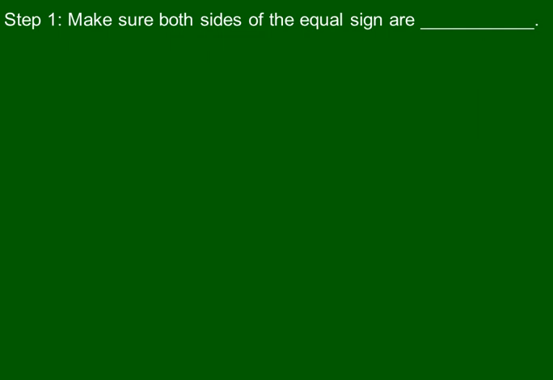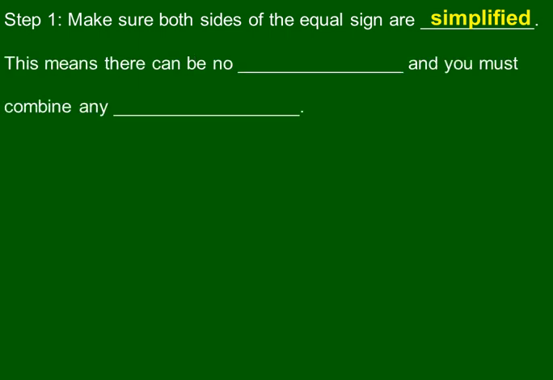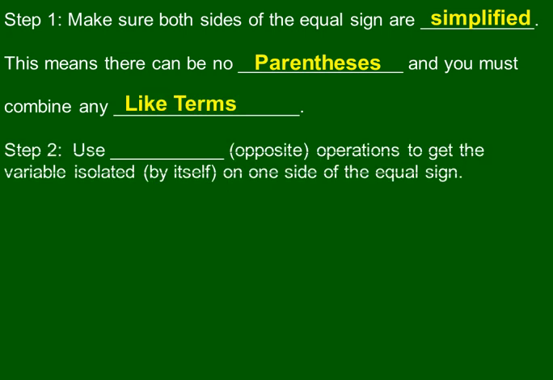All right, so make sure both sides of the equal sign are simplified. And we'll talk about that later on. That's just a step that's in there, but this lesson will not cover that right now. But basically, we talked about simplifying an expression, and that's what we're going to be doing later on, getting rid of the parentheses and getting rid of the like terms. But these ones we're doing now are not going to have those. All right, this means there can be no parentheses, and you must combine any like terms, like I just mentioned.